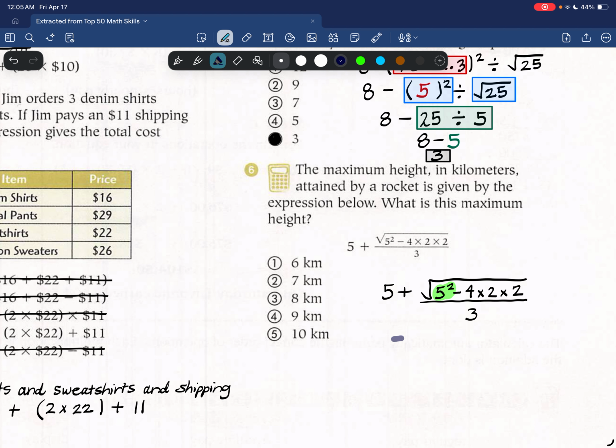So I'm going to do that. Five to the second power is 25. So I'm just going to write that down. I'll keep the highlighter going so you can follow what I'm doing. That's all I did. Made that into a 25. And then I'm going to copy. So I have 5 plus, this is called a radical sign. All over 3.